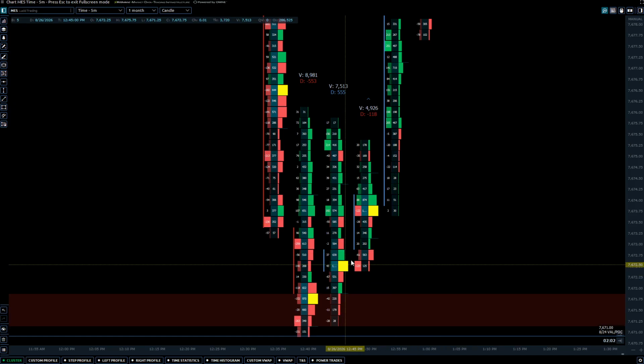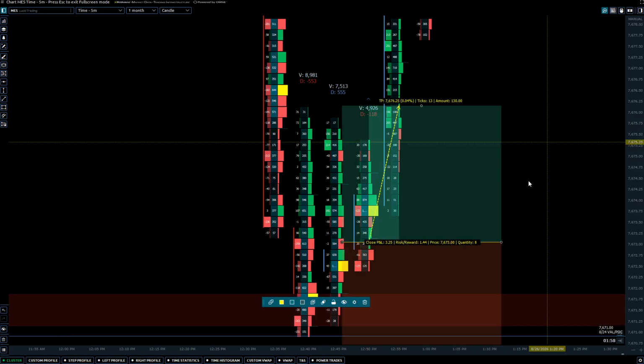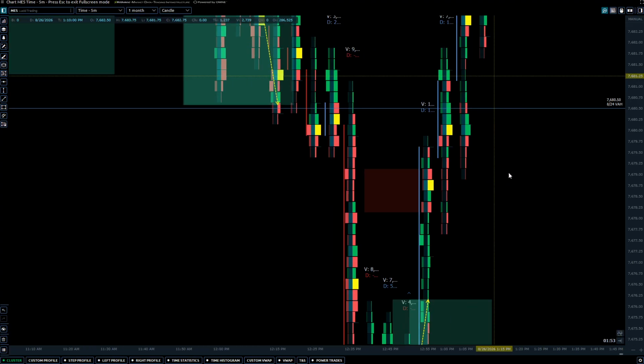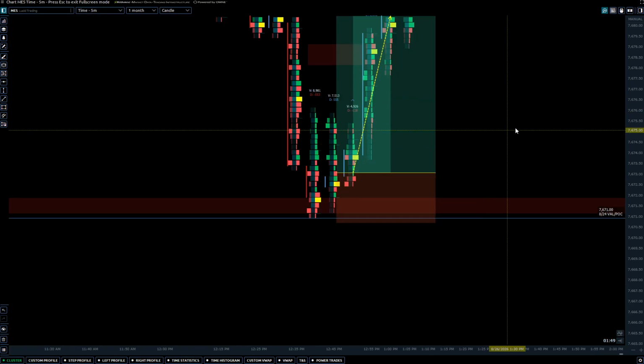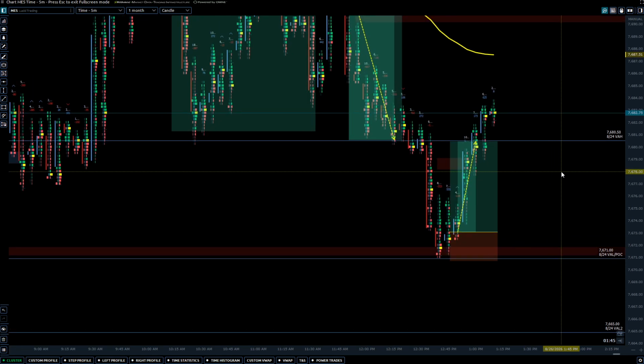This is some exhaustion after absorption. You could have used this and gotten in around right here ish, something like this. Stop loss at the low. And for targets, you would be targeting this right here. Of course, lower R, but still a solid trade that you could have taken.